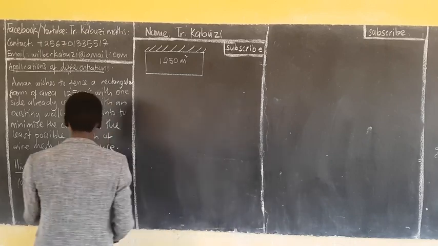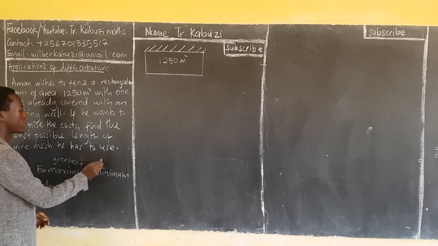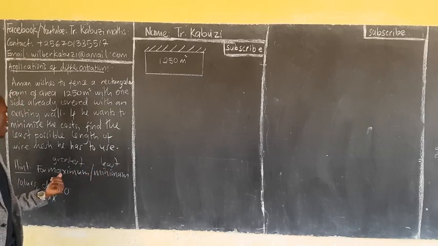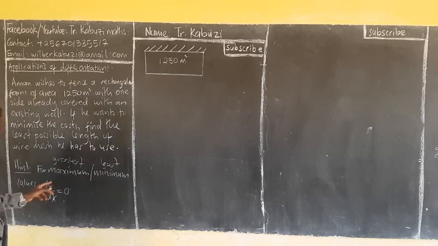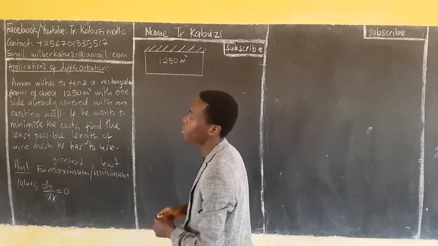Now, the hint we are using here is that for always the maximum or minimum values, if they don't say maximum, they can say greatest or least, so minimum can be least or maximum can be greatest value, our first derivative is always equal to 0. Now, I'm assuming this is the farm this man wants to make.